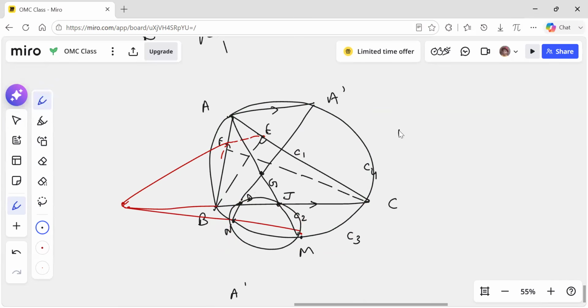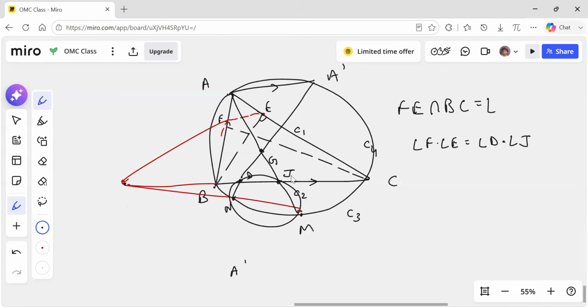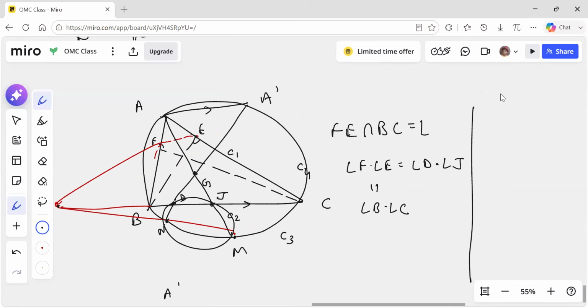FE, okay, let's say FE intersection BC is L. So what do I get? I get LF times LE is equal to LD times LJ. And LF times LE is also equal to LB times LC. Oh, okay. Can you see why this is true? Okay, nice.